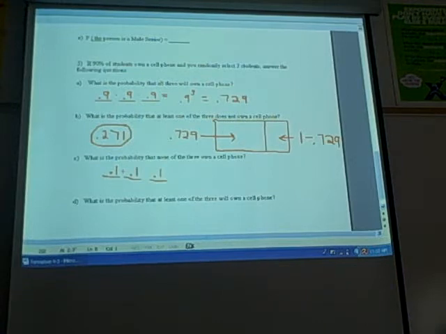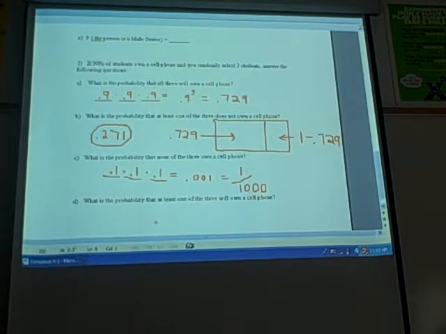What I want to know is what's the probability that the first one, and the second one, and the third one don't own a cell phone. When you hear the word and, you multiply them together, and that will give you 0.001. Or in other words, as a fraction, that would be 1 out of what? 1 out of 1,000. So if I went up to 3 people, only 1 out of 1,000 times, all 3 would not own a cell phone. Okay? Not very often.